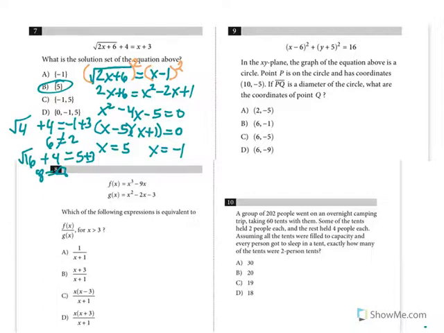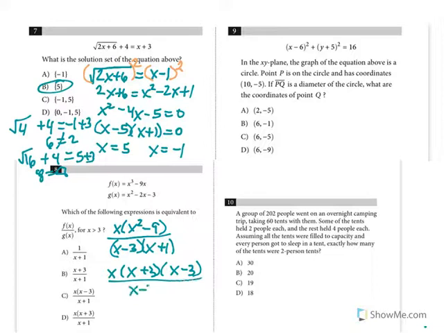All right, which of the following expressions is equivalent to f of x divided by g of x for x greater than 3? So now we're looking at function notation, dividing our functions, and that comes out to, so let's, if we factor that, that's x squared minus 9 divided by, we go ahead and factor that g of x, x minus 3, x plus 1. We can factor that numerator to x plus 3, x minus 3, all of that divided by x minus 3.